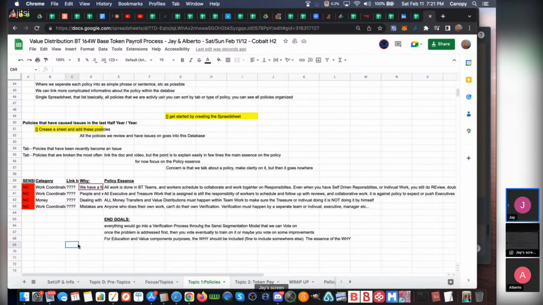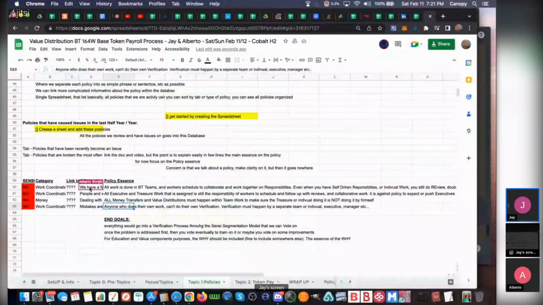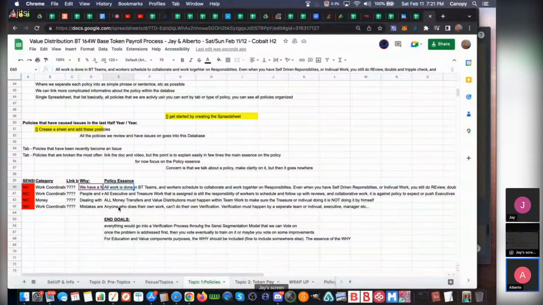Anyways, I added the other one here. I felt that the reason why we have the policy on working in buddy teams also applies to double, triple, and quadruple checking all of our work, right? That's our motto. You can only do that as a team. And anyone who does their own work can't do their own verification, which is a policy. So I added that as a fourth policy. Perfect.